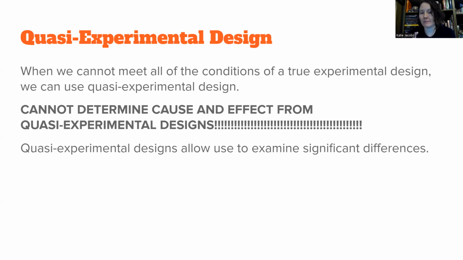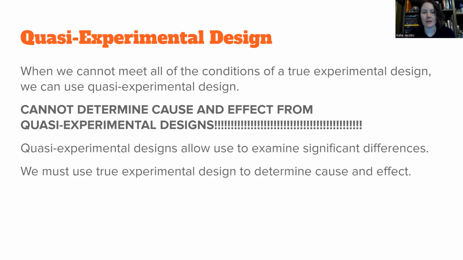Doesn't mean whatever our independent variable is caused these changes. We're just saying there's significant differences between the groups. So again, you have to use true experimental design to be able to determine cause and effect.